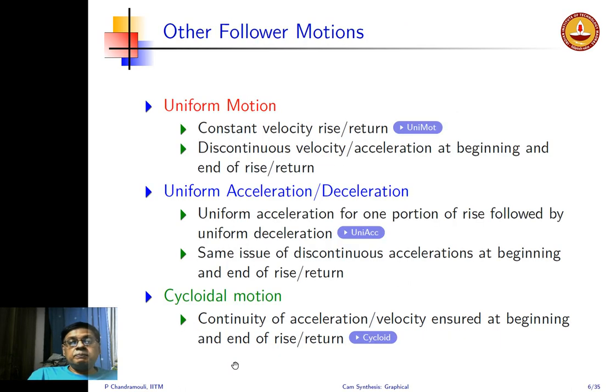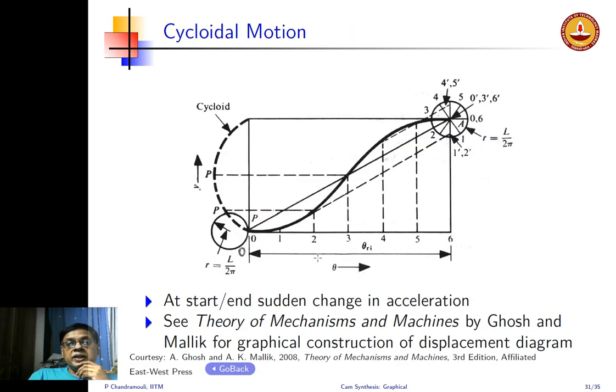All right. The last one that I will discuss is called cycloidal motion. The beauty of cycloidal motion is that if you assume the rise or return is cycloidal, there is continuity of acceleration, so there are no jumps at the ends. So that's one of the preferred profiles that we want to use. Again, this is an illustration taken from Professor Malik's book. It shows how to construct the cycloidal profile of rise.